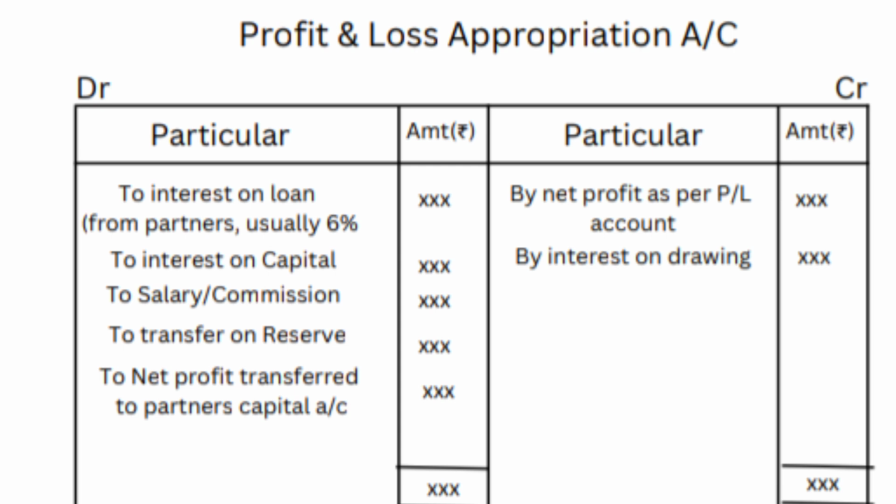And the last item from the credit side is the interest on drawings. If a partner withdraws money from the firm, the firm charges interest on that. It is the opposite of the interest on loan.